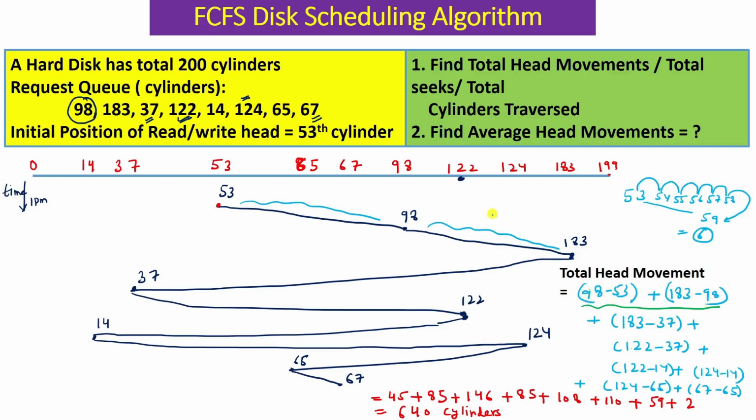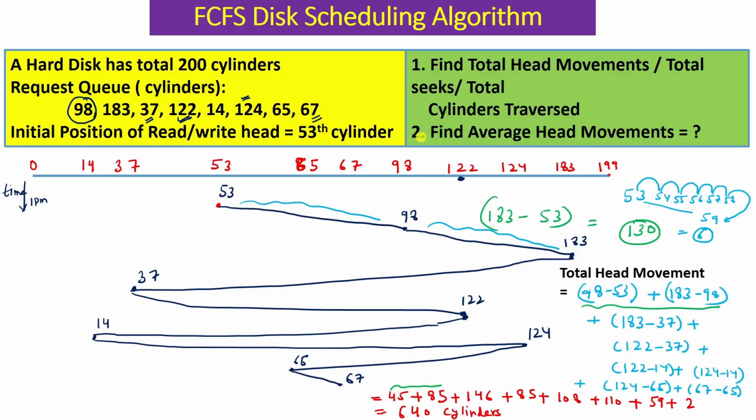If you subtract 183 minus 53, what you will get is 130. And if you do 98 minus 53 and 183 minus 98, you get 45 and 85, and the sum of 45 plus 85 is also 130, right? So if you are going in one direction, you can just take the last request and the first request and subtract them. This makes your calculation shorter.